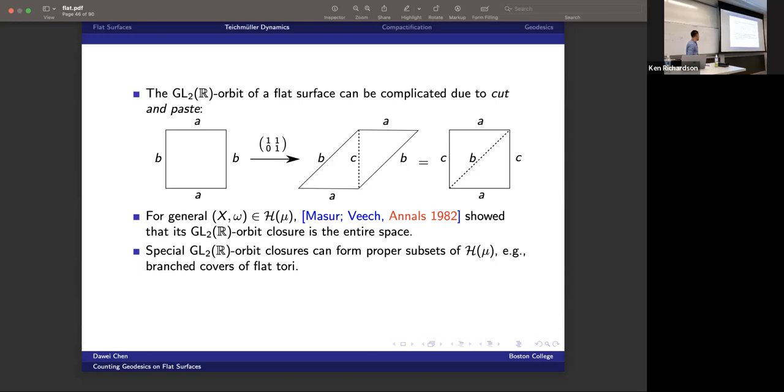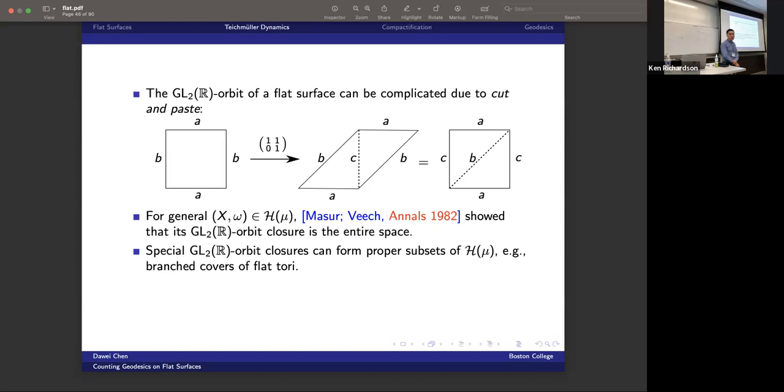For the flat torus, you will get this complex one-dimensional variation. If you make such a construction in higher genus, they actually provide special orbits. The closures are pretty small because essentially they come from the orbit closure of the flat torus. That's very easy to understand for the torus. But that's not the only way to cook up special orbit closures.